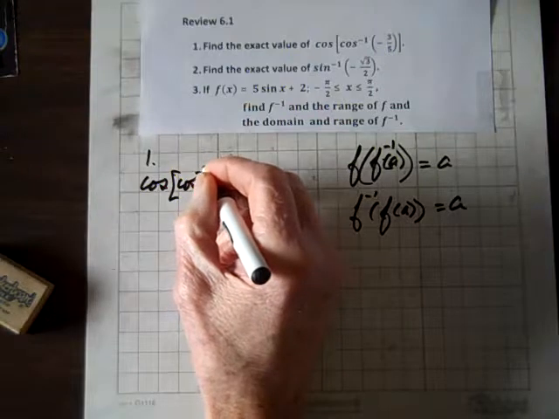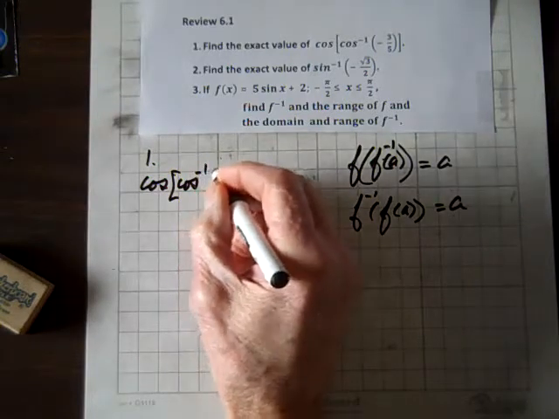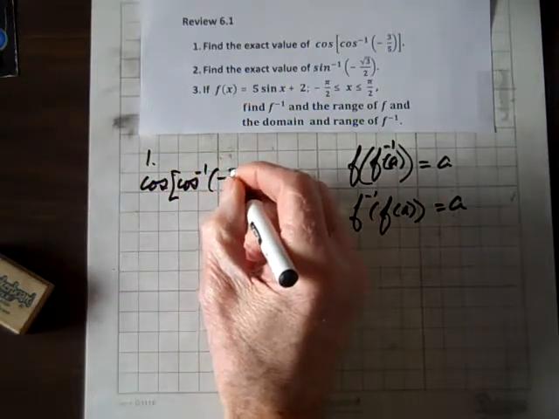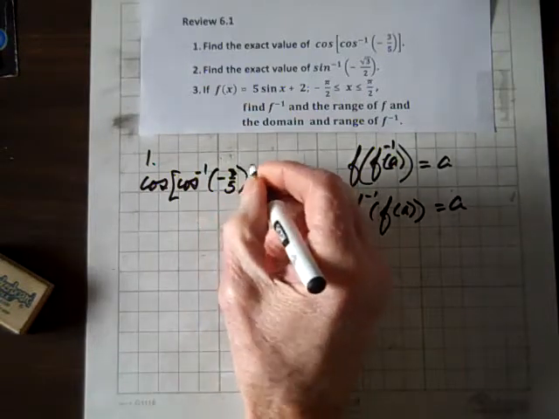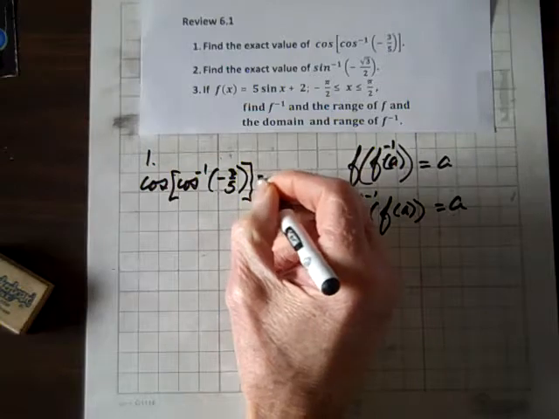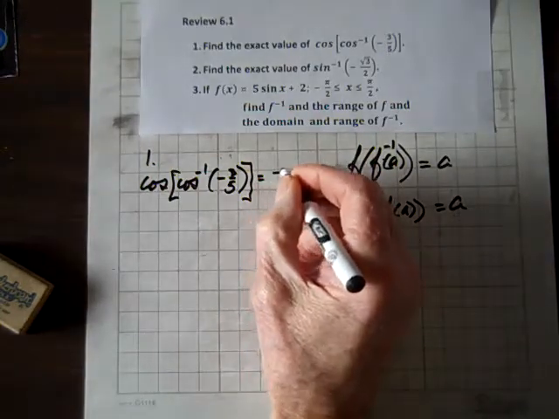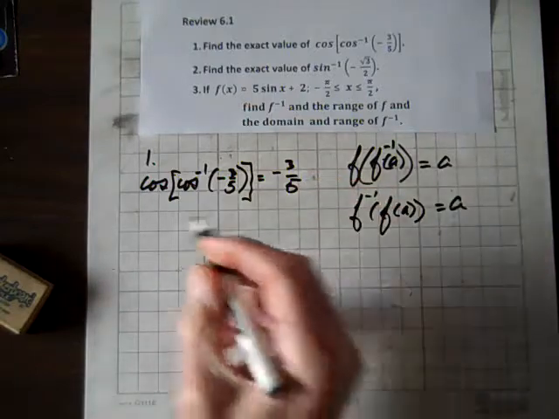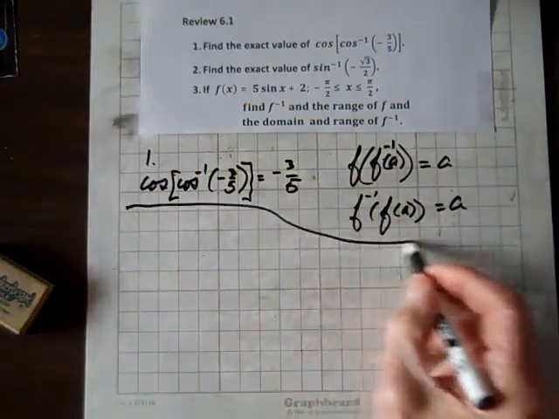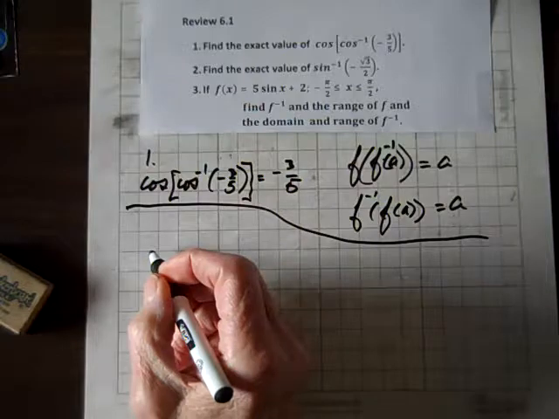So we've got a composite function here of -3/5, and that's going to equal -3/5. Now let's do number two.